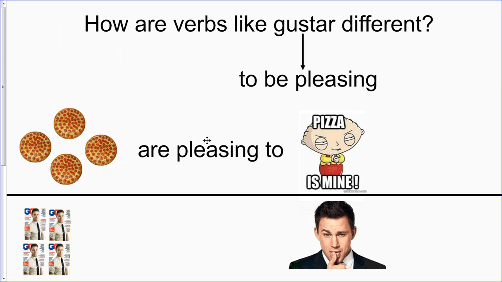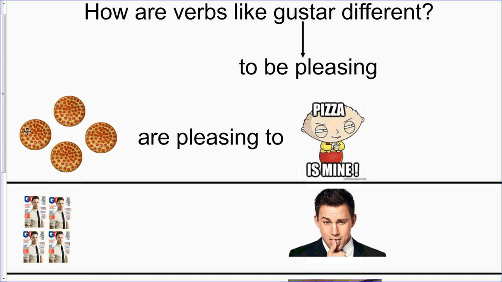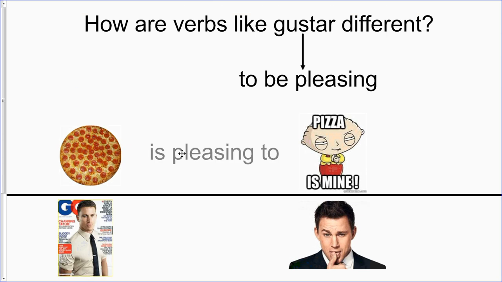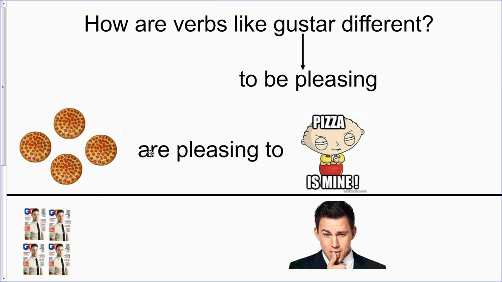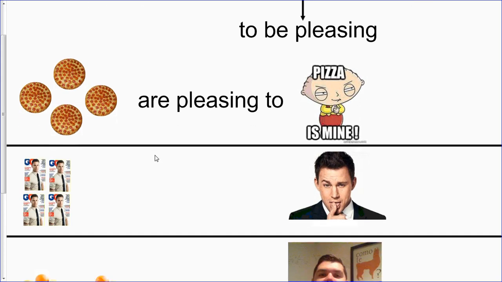So here's an example of what it would be if your subject, which was pizza before, becomes plural. So we've got pizza. Plural is pizzas are pleasing. Now in this last example, we had pizza is pleasing. But in this example, when it's plural, it's pizzas are pleasing. So Stewie is not changing. But since the subject here changed, your verb, in English in this case, and in Spanish when we get to it, needs to change. Pizzas are pleasing.